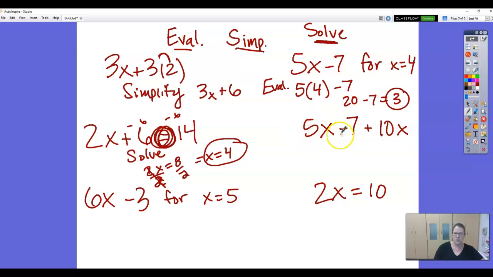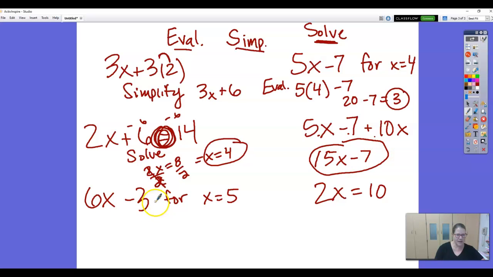Okay. So this fourth one, 5x minus 7 plus 10x, there's no equal sign here, so it can't be solved. It doesn't tell me what x is equal to. It's not giving me the variable, so it's not evaluate. I can simplify this by adding: 5x plus 10x is 15x minus 7. Okay, that's as far as I can simplify it, again, because 15 has an x with it and 7 doesn't.